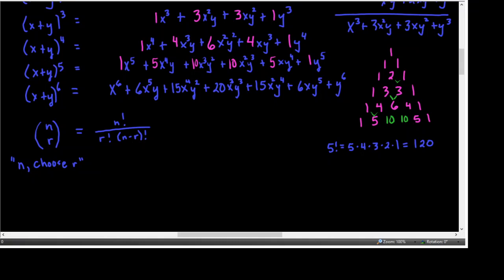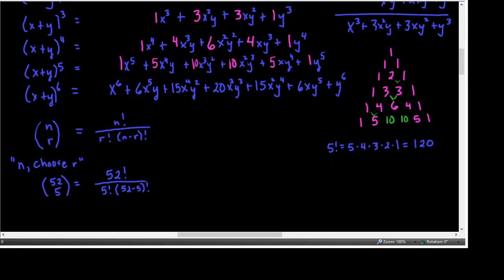The reason it's called that is, for example, if you had 52 cards in a deck of cards and you choose 5 of them, doing 52 choose 5 says how many different 5-card hands are possible if you have 52 cards and choose 5 of them. And so that would be 52 factorial divided by 5 factorial times 52 minus 5 factorial.